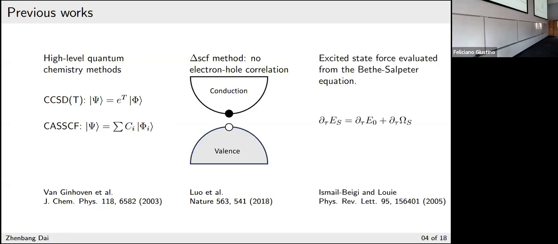And there's the third method that was done by Professor Louis and his former postdoc, Ismail Beji, where they have a very interesting theory by computing the excited state force. And the force is basically a first order derivative of the excited state total energy with respect to the atomic displacement. And in their theory, the excited state total energy is composed of two parts. One is the ground state energy, which you can accurately calculate from DFT. And the second part is the excitation energy.